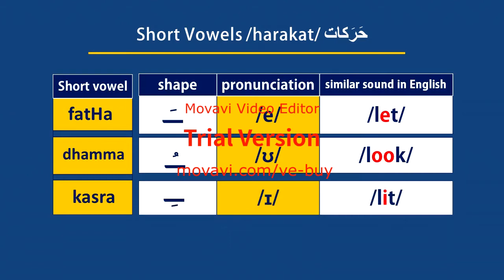The third haraka is kasra. It is a slanted small line positioned below a letter, and the pronunciation of kasra is the same as that of i in the word lit. So fatha is a, dhamma is u, and kasra is i.